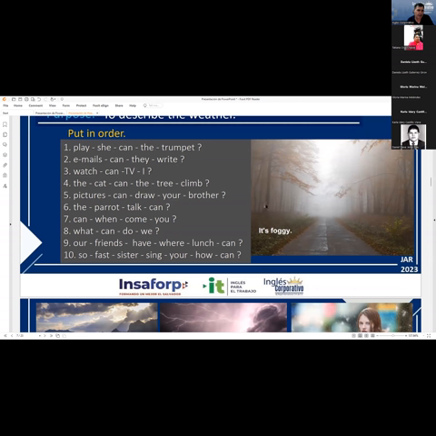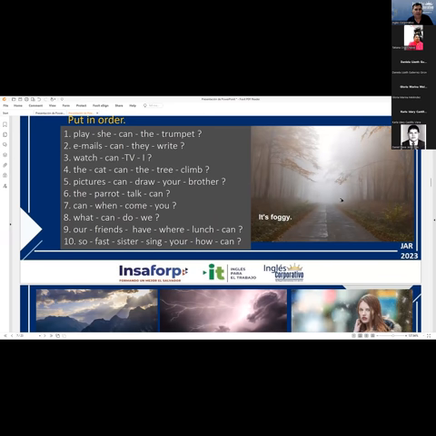Number five. Pictures can draw your brother. Can your brother draw pictures? Can your brother draw pictures? You say, yes. Can the parrot talk? Seven. Can when come you? Can you when come? When can you come? When can you come? Hey, when can you come?